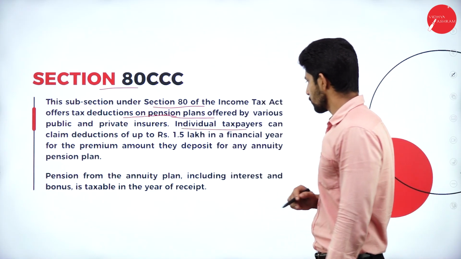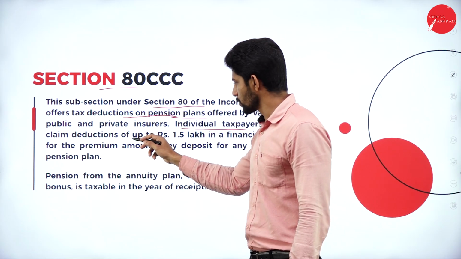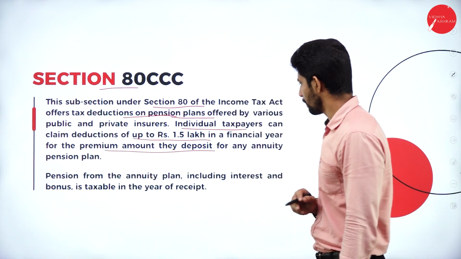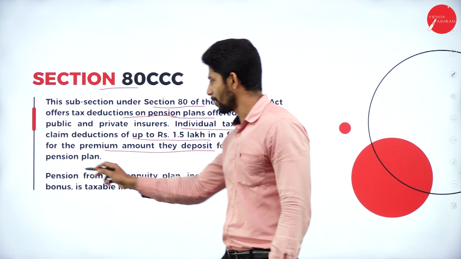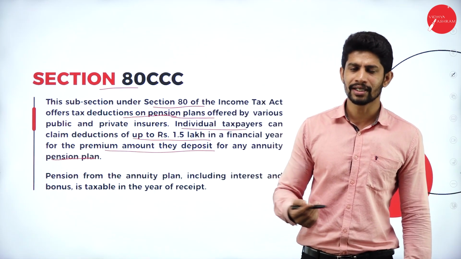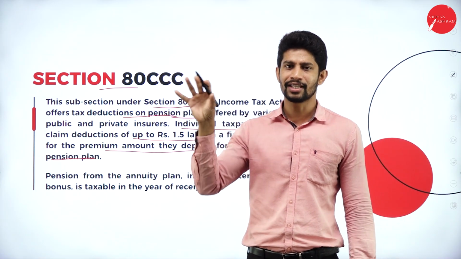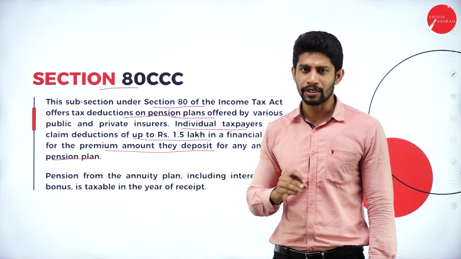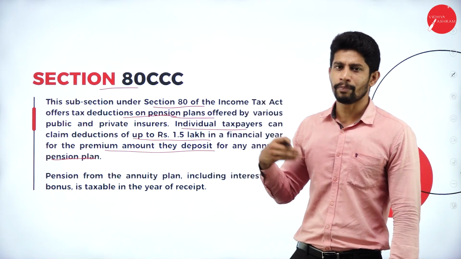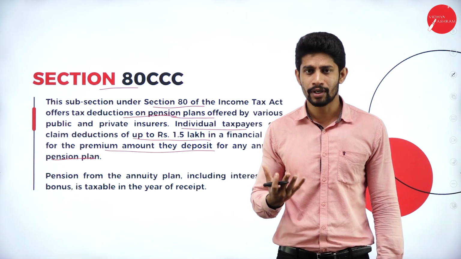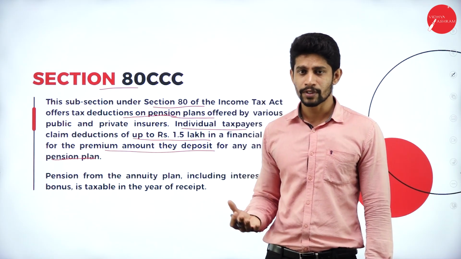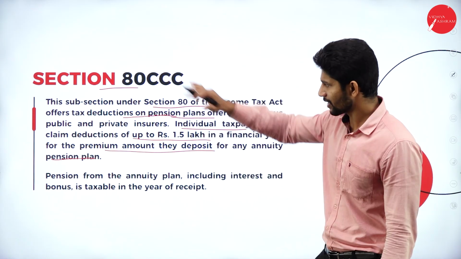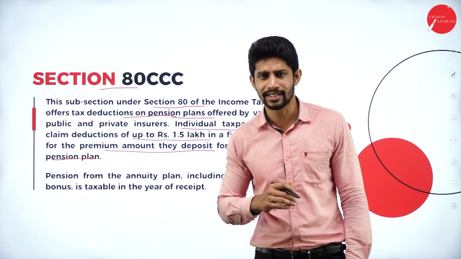So individual taxpayers can claim deduction up to rupees 1.5 lakh in a financial year for the premium amount they deposit for any annuity pension plan. Yes, if you are paying any premium for a pension scheme, whatever the premium you are paying, whether it is 10,000 rupees per month or 10,000 rupees per year or 1 lakh rupees per year, that premium amount will be considered as deduction under section 80CCC.